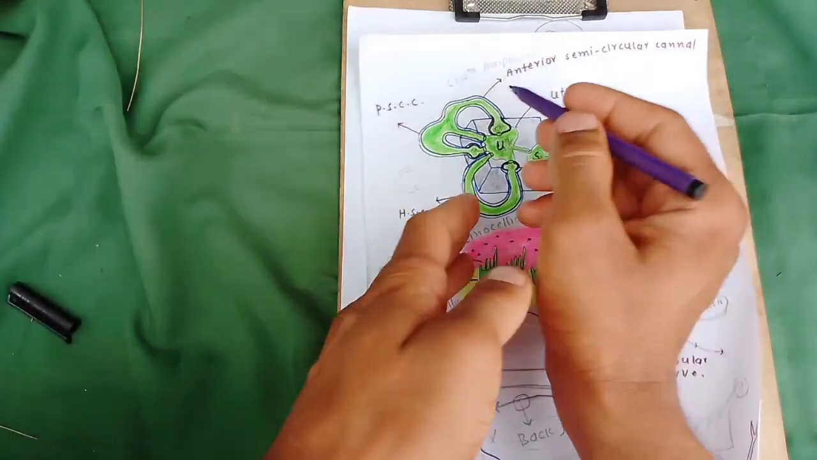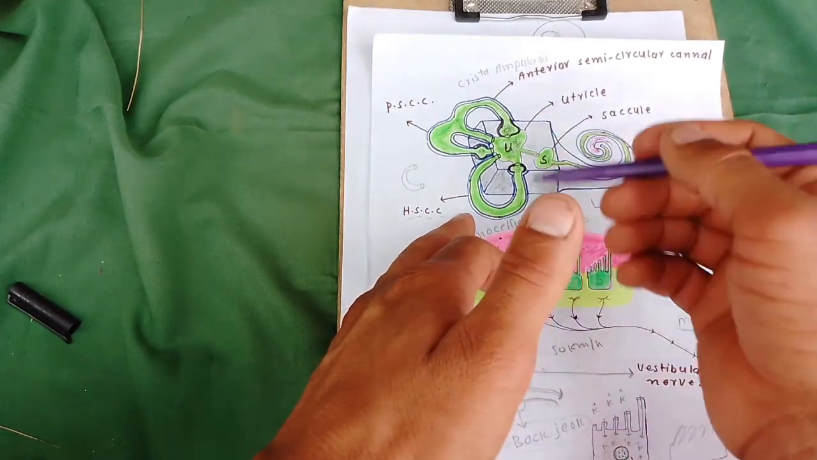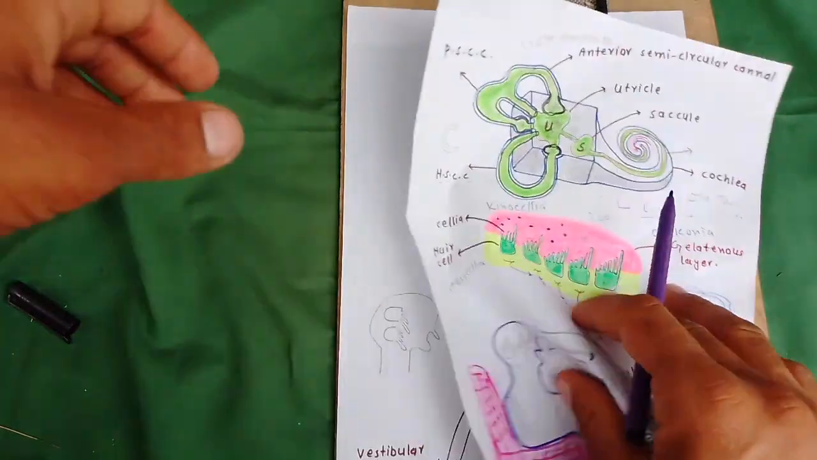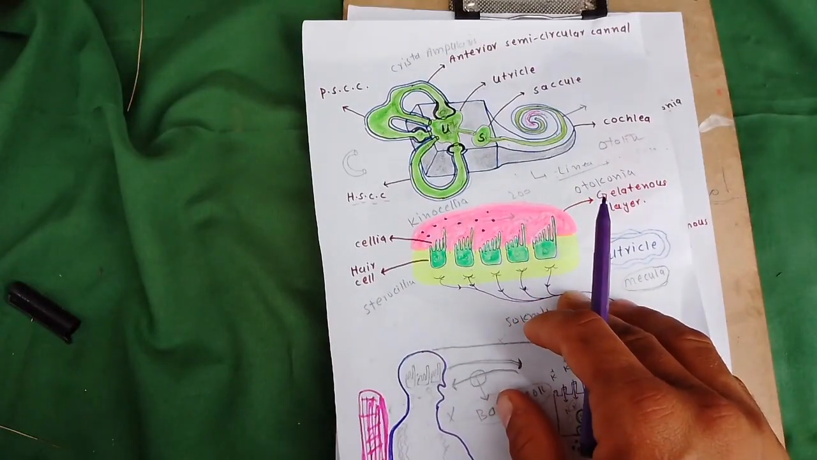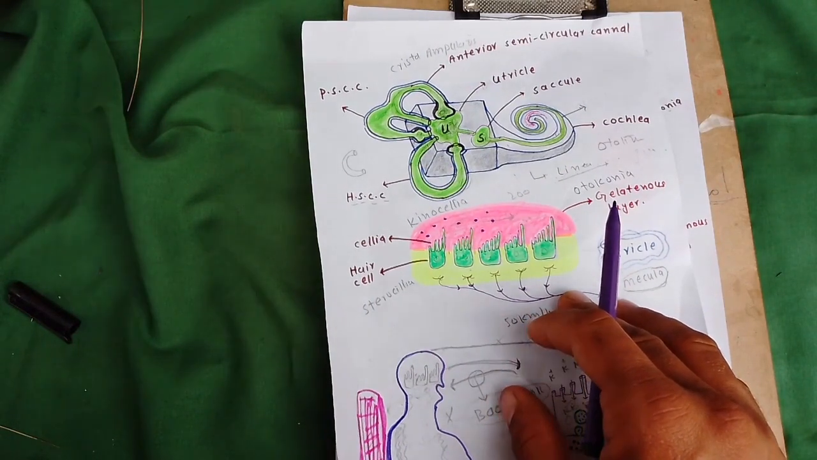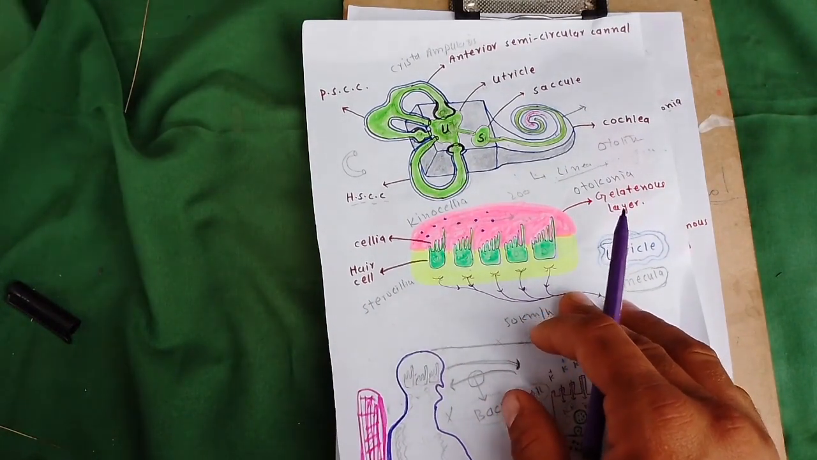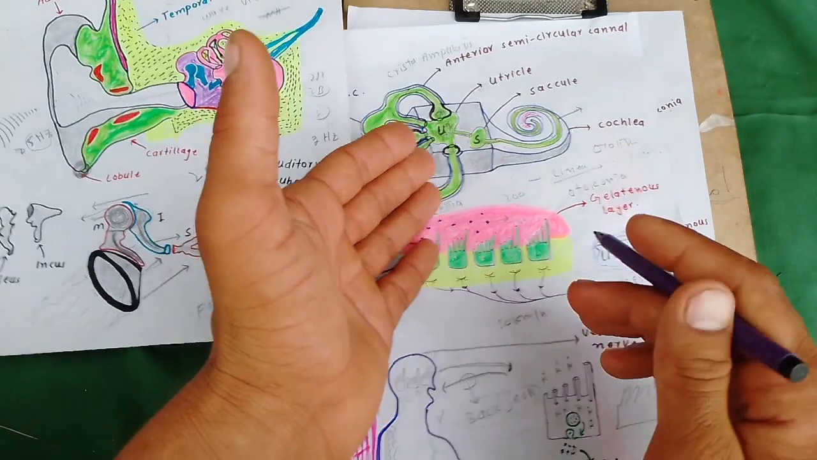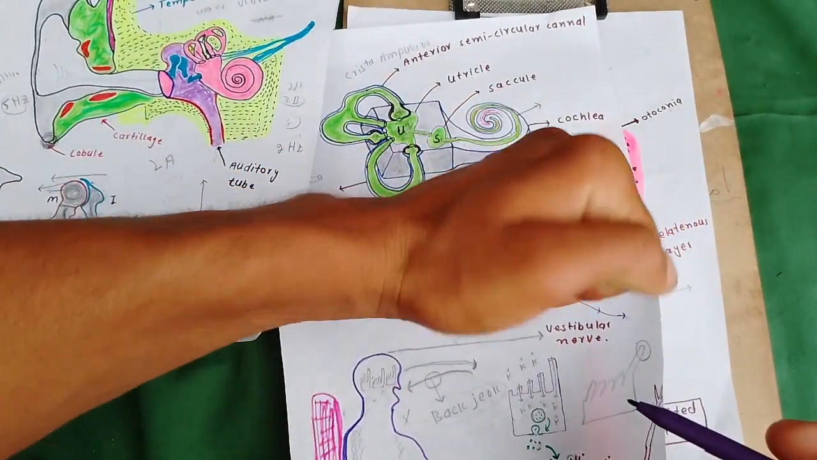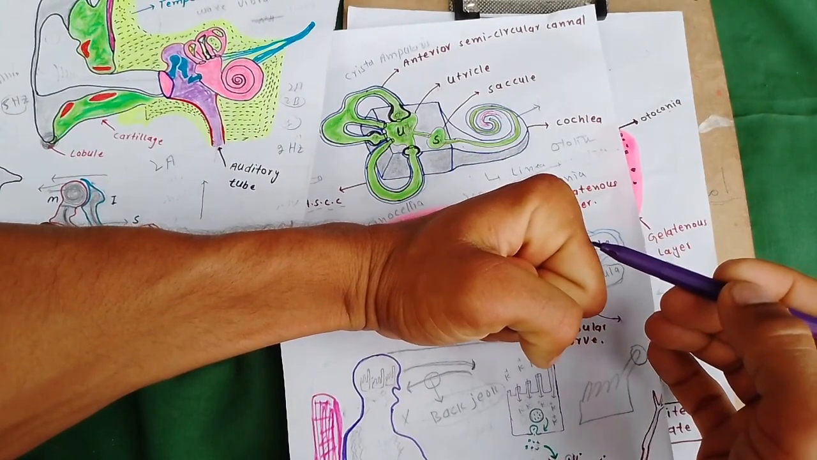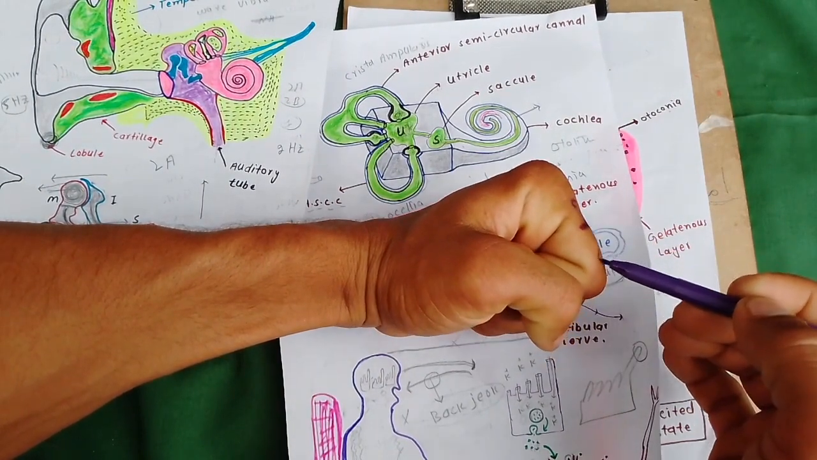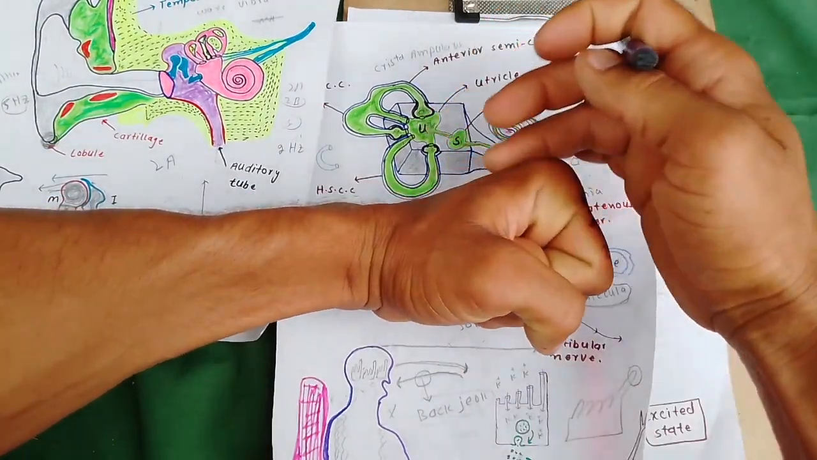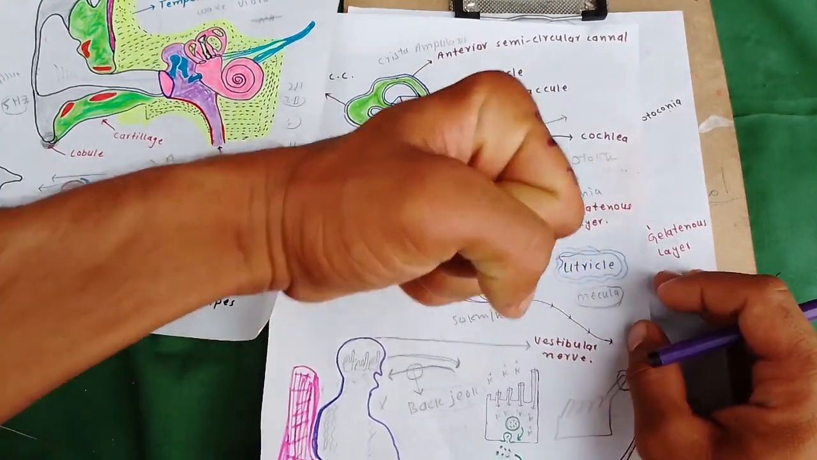Why is it called the anterior semicircular canal? Because it is present anteriorly, one is present posteriorly, and one is present horizontally. Look at this diagram. Here is another diagram. Suppose this is the head of a man. There is his nose. This is one eye, this is another eye, okay. Here is the right ear, and here is the left ear, okay.